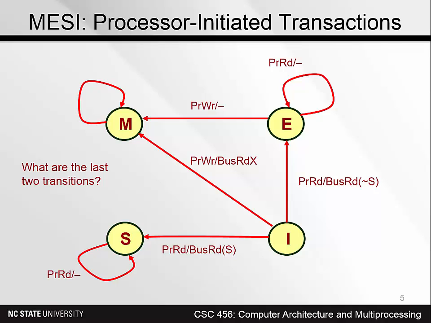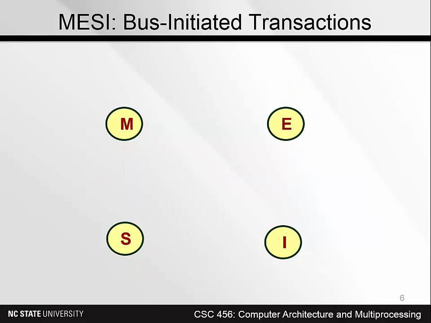One of them is if a line is in state M, then it can be read or written without any bus traffic. The other one is if a line is in state S when a processor writes to it. This means a processor is writing to a clean block it already has cached. Now let's look at the bus-initiated transitions.